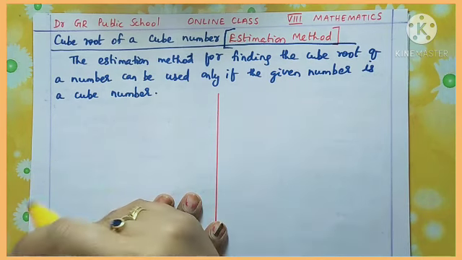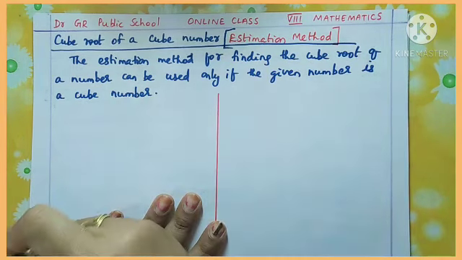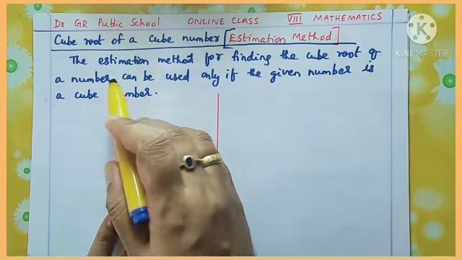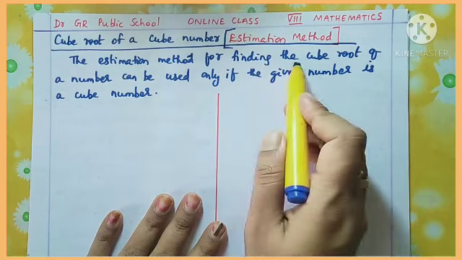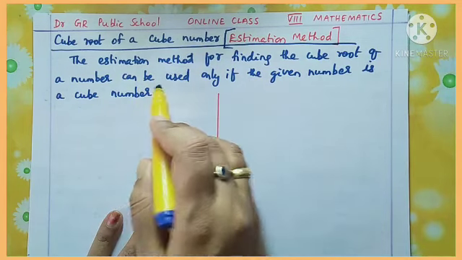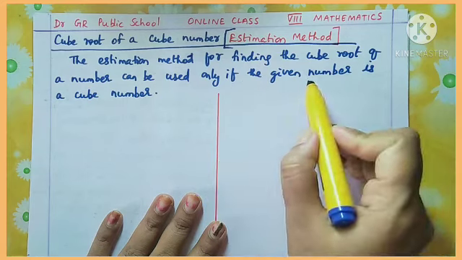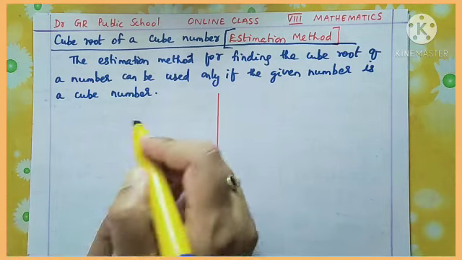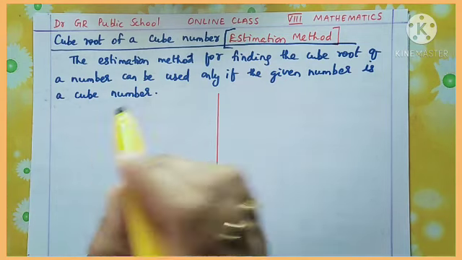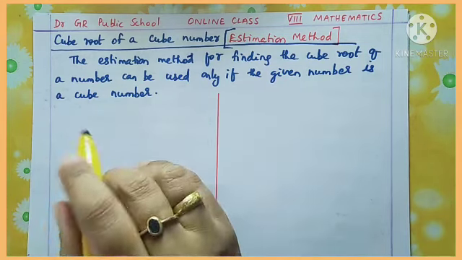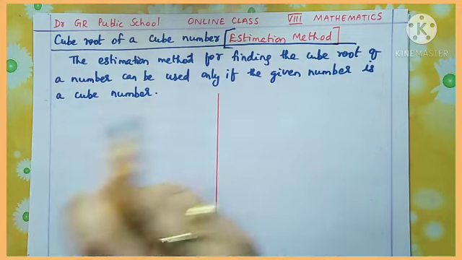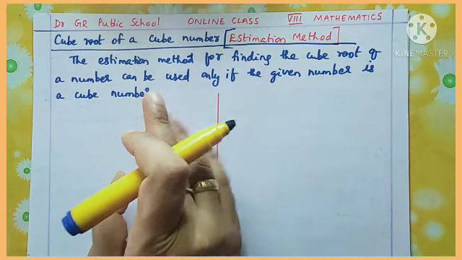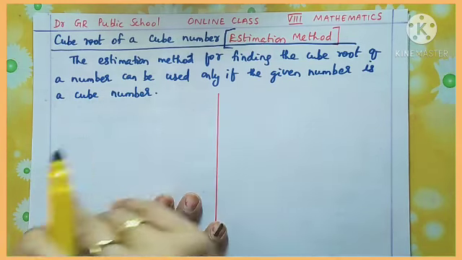So this also you should know, for writing the cube root of given numbers using your estimation. Okay, you want to estimate. So this method is called the estimation method. So here there is a rule to do the problem. The estimation method for finding the cube root of a number can be used only if the given number is a cube number. So that is the condition. Okay, so if the given number is a cube, then we can find the cube root using this estimation method.